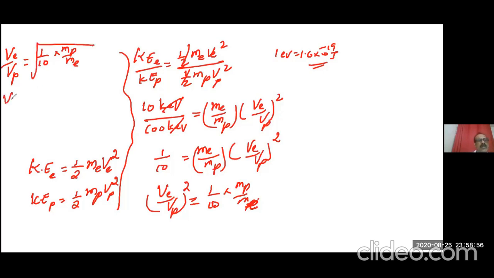Now substitute. V by Vp is equal to 1 by 10 into what is Mp? Mass of proton. What is mass of proton? 1.67 into 10 raised to minus 27 divided by 9.1 into 10 to the power minus 31. Solve it.